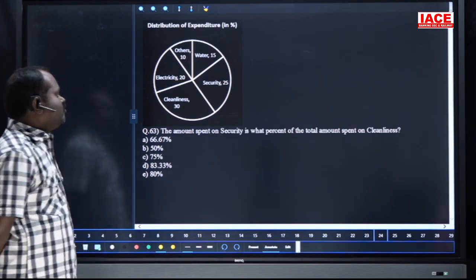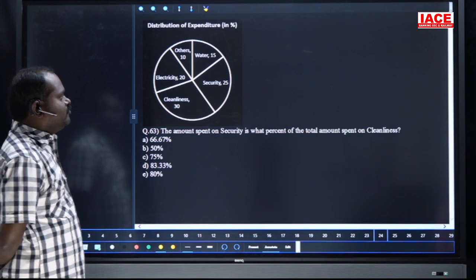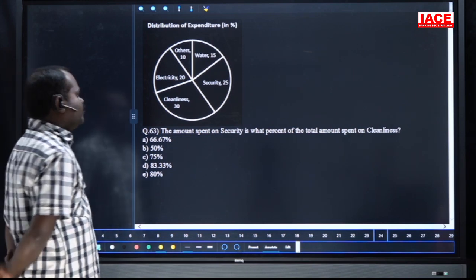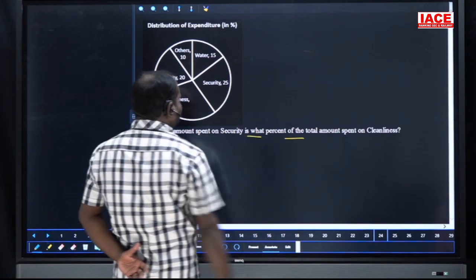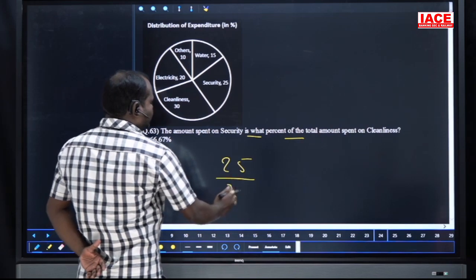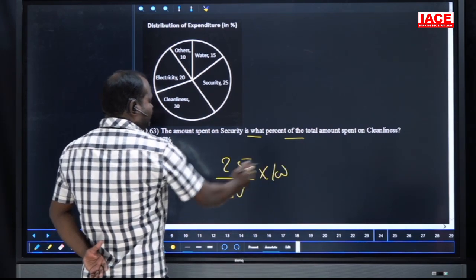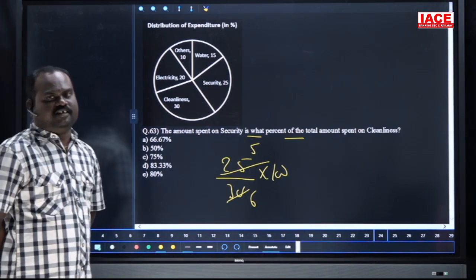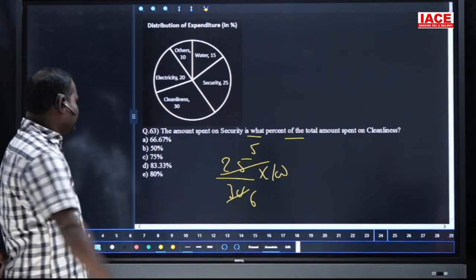Next, the amount spent on security is what percent of the total amount spent on cleanliness? Security is what percent of cleanliness. Is what percent of means is by of. Security is 25, cleanliness is 30, into 100. 5 by 6, 1 by 6 is 16.66, so 5 by 6 is 83.33.